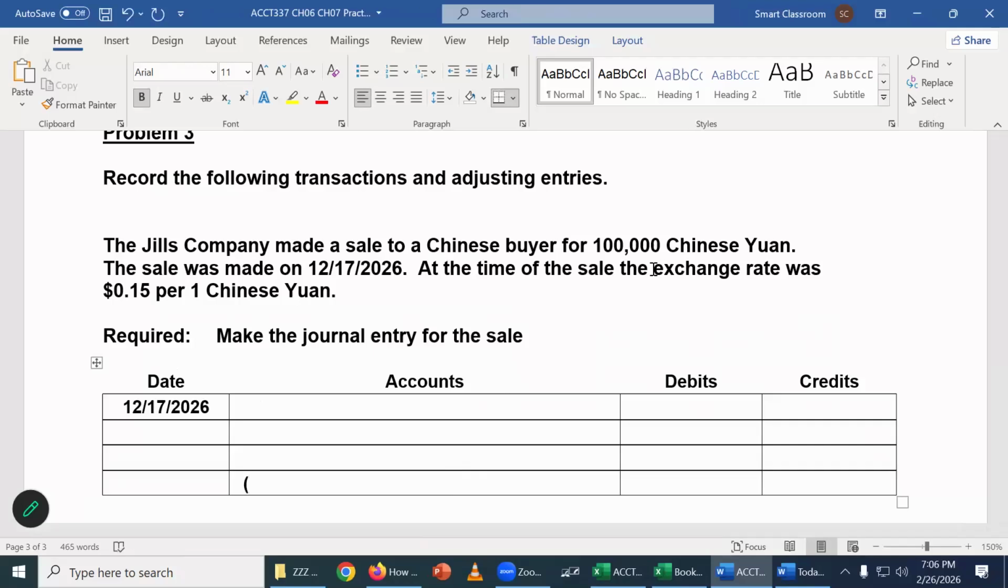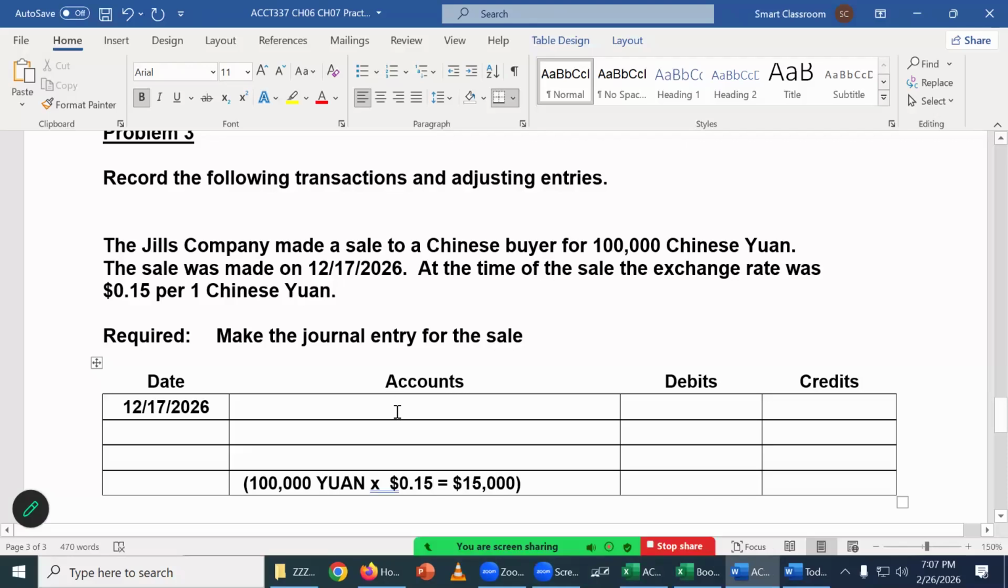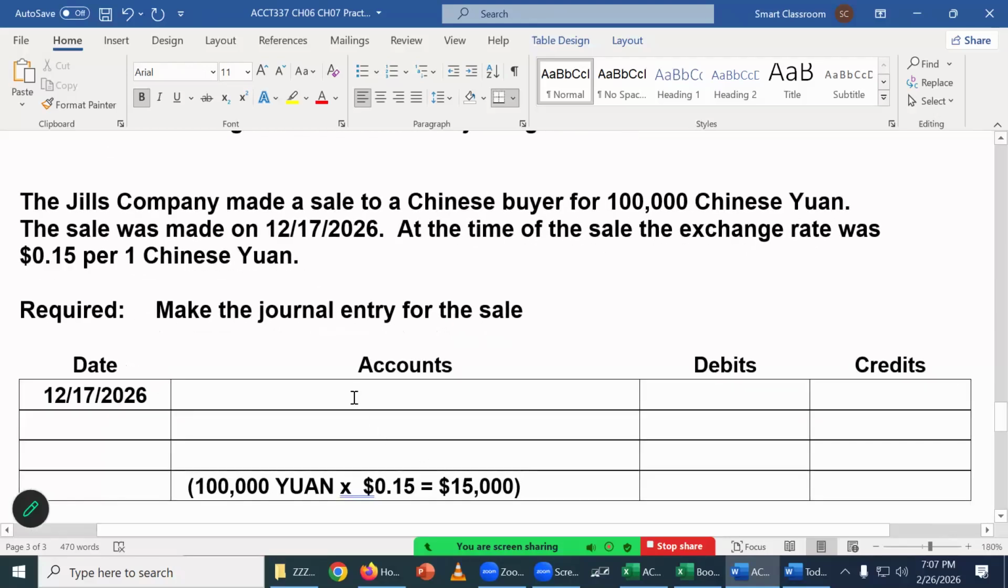But we're going to, so we have 100,000 yuan times the exchange rate, 0.15, equals 15,000. So that's what we're going to put on ourselves because we're doing this on our books. This will be in US dollars. We're converting the sales to US dollars.